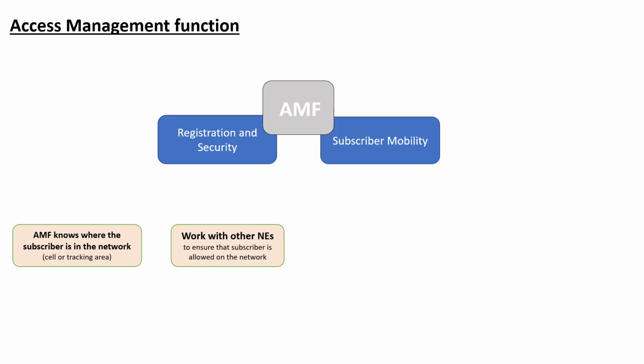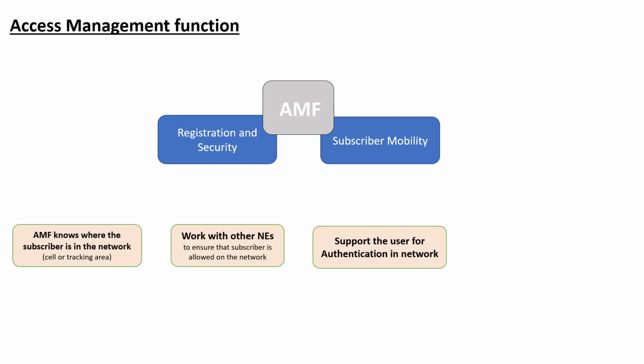It also works with other network functions, right? So as we discussed, AMF talks to UDM and gets the subscription information. AMF talks to SMF, which is the session management function, for PDU establishment, for session establishment. So AMF talks to different network elements in the 5G core setup so that it allows the customer to get registered into the AMF successfully.